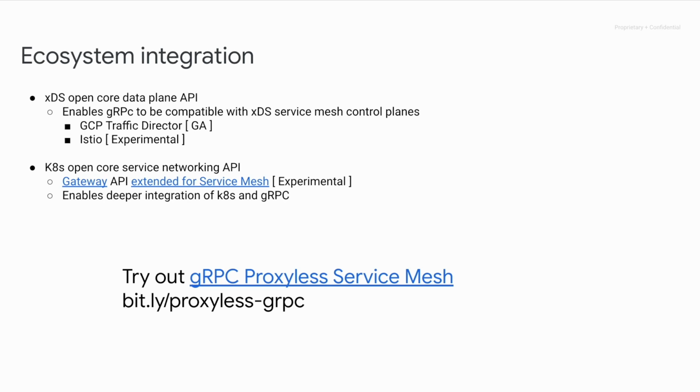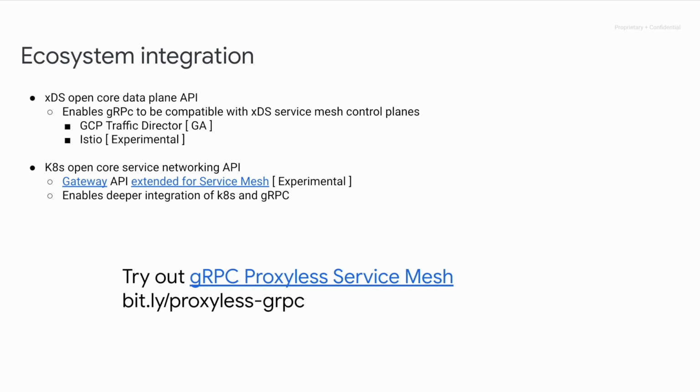So that enables gRPC at a data plane level to be compatible with any compliant XDS control plane that's out there. The second one, which is a relatively newer initiative, is Kubernetes has been driving a user-facing API ecosystem through a Gateway API implementation.